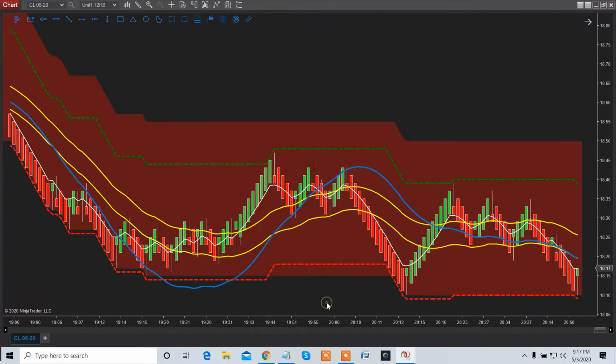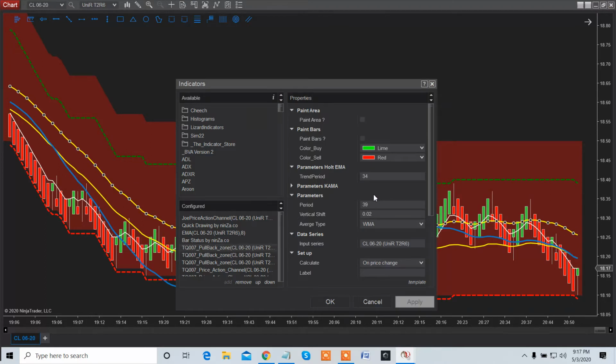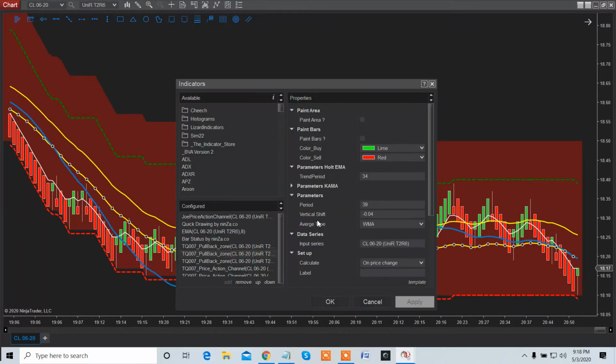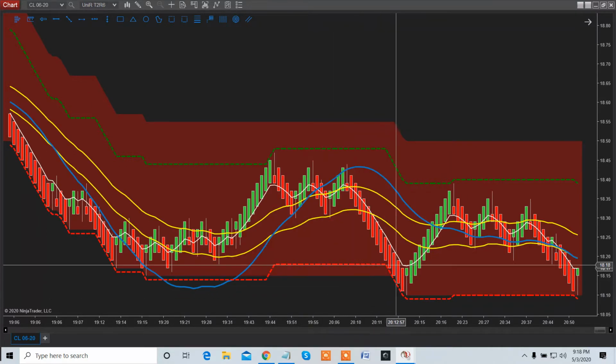Alright, and then the yellow zone, the upper yellow one, it's the 1007 pullback zone. In this case it is WMA, you see here. Vertical shift 0.02, again if it was Nasdaq it would be 2, period 39. That's all you can look at here. And then the bottom one, bar yellow, is average type WMA, vertical shift minus 0.04, period 39.